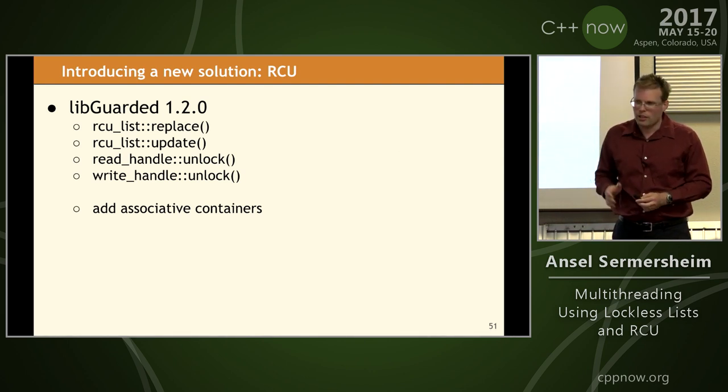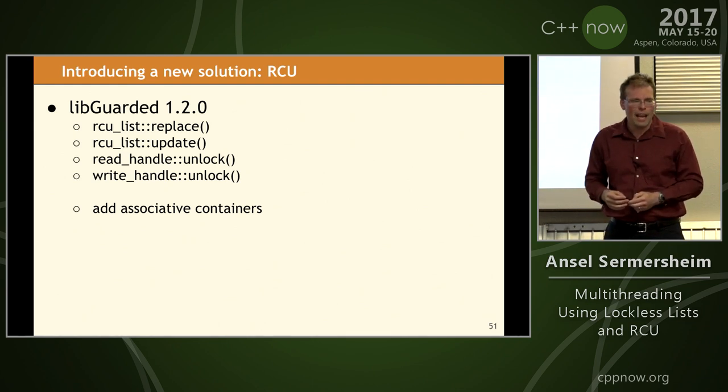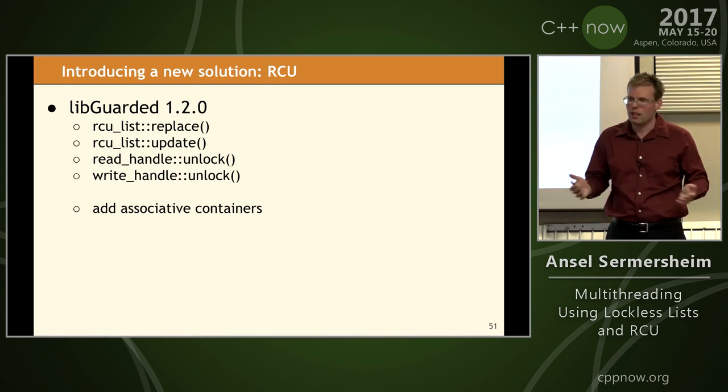The main thing that I would like to see happen going forward is to add associative containers, because having a thread-aware, non-blocking associative container would be a very useful thing. And it is quite possible to generate an associative container using these techniques and using a skip list.